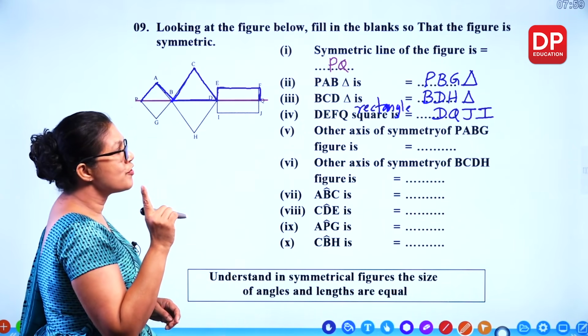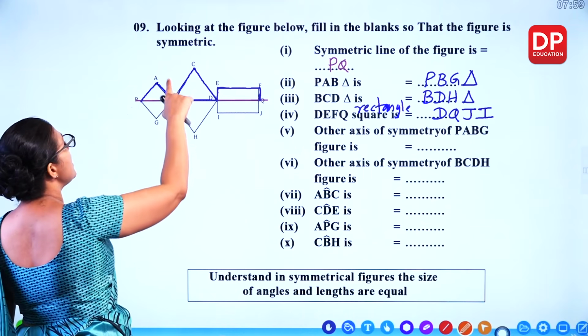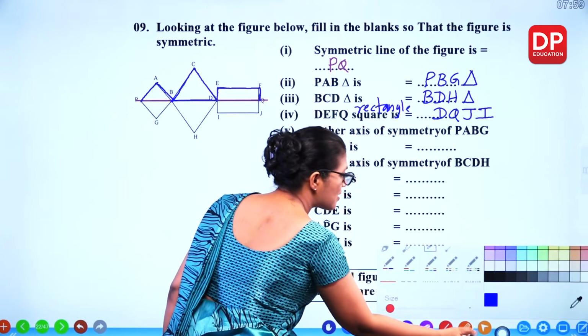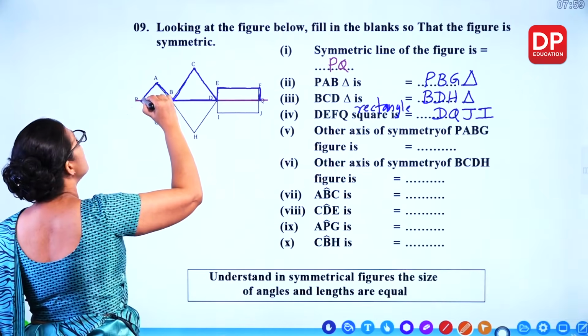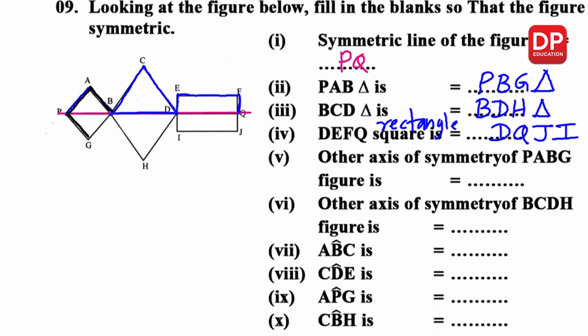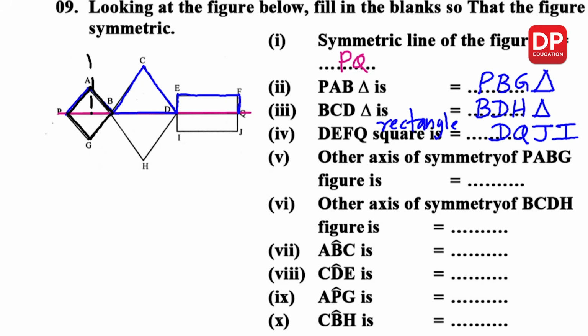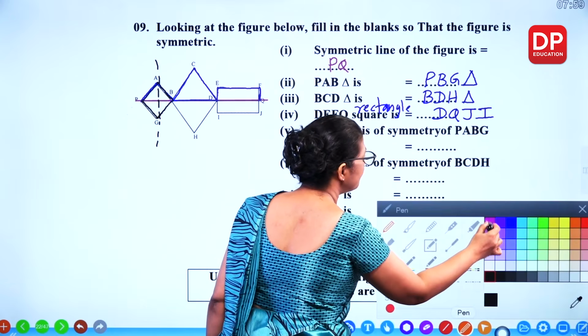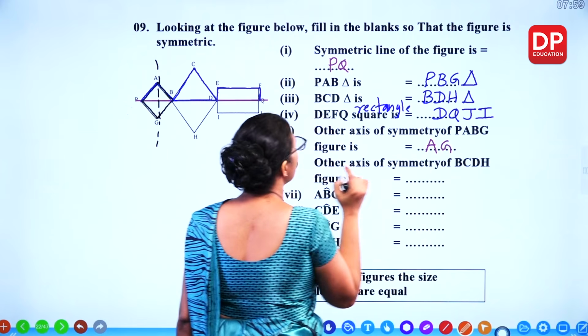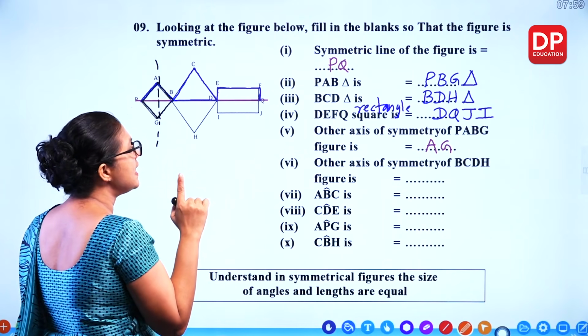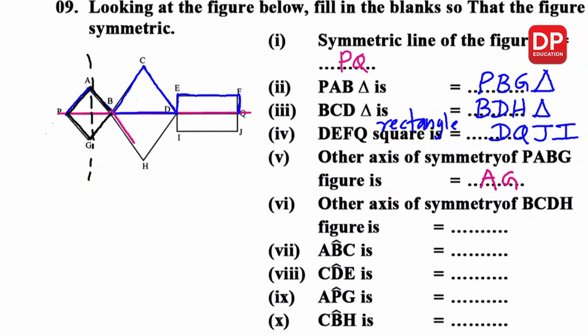Other axis of symmetry of PABG, PAGB. If you take this as the whole diagram, what's the axis of symmetry there? One line is PB. What's the other line? Other line is AG. Other axis of symmetry of BCDH, this whole diagram. What's the other axis of symmetry? We can draw a line here, that's CH.